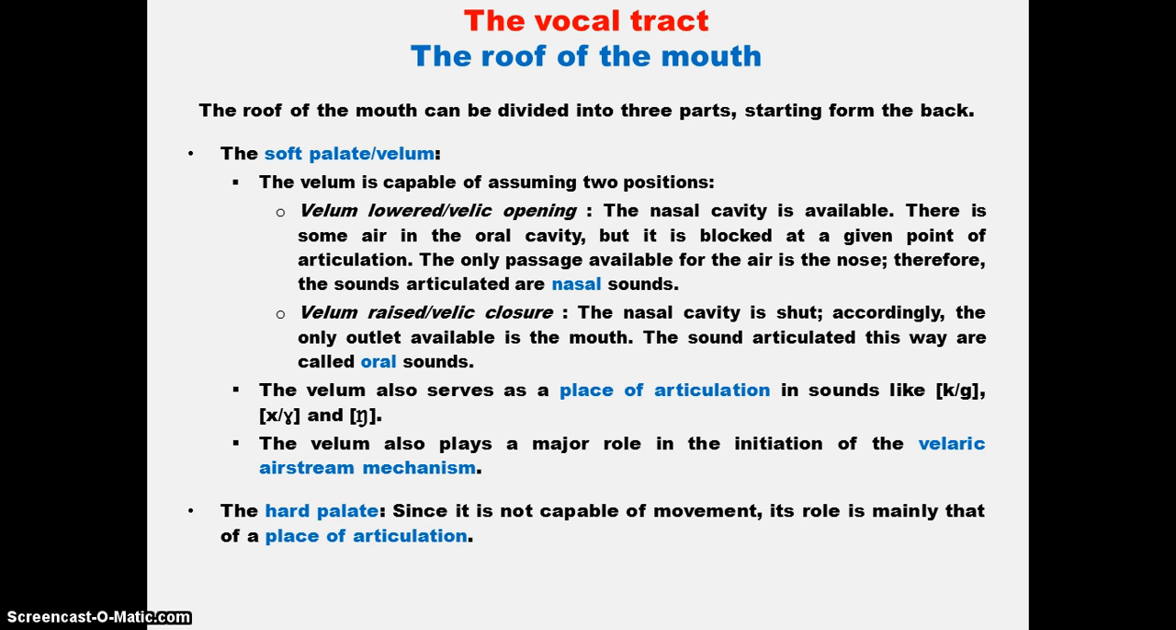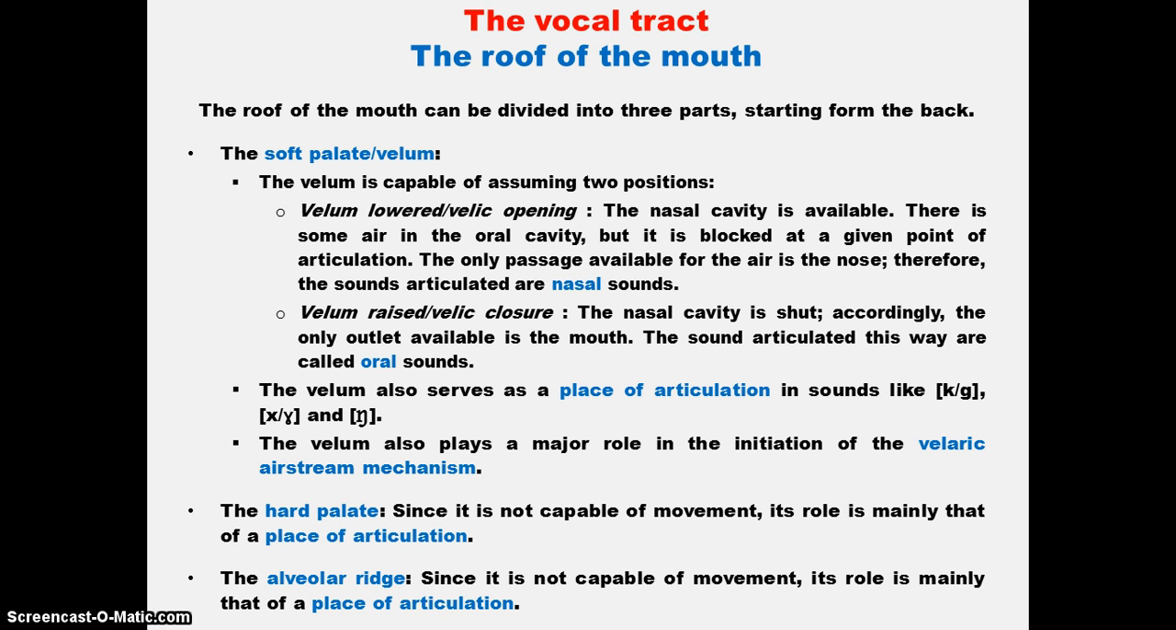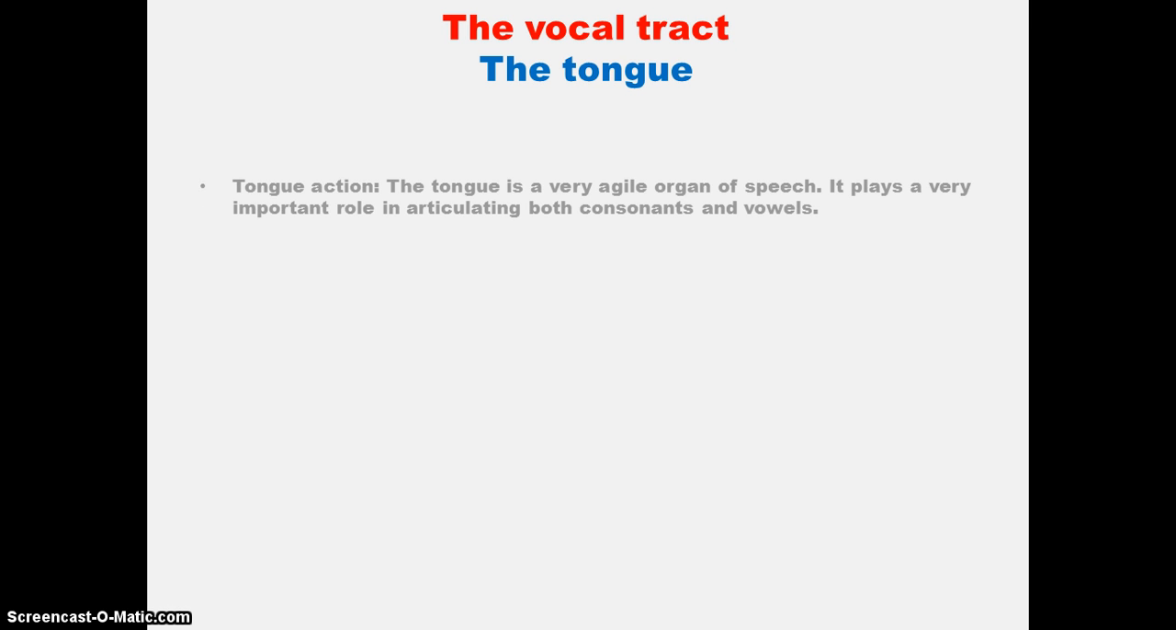Now the hard palate. Since this part of the roof of the mouth is not capable of movement, its role is mainly that of a place of articulation. The same thing can be said about the alveolar ridge, which role again is mainly that of a place of articulation. We now move on to the tongue.